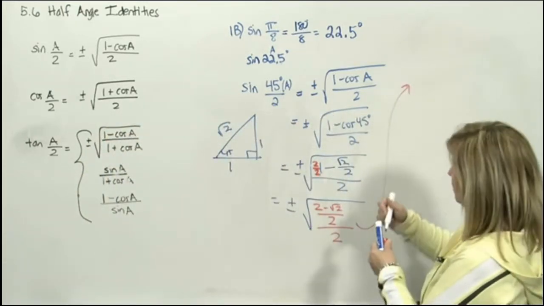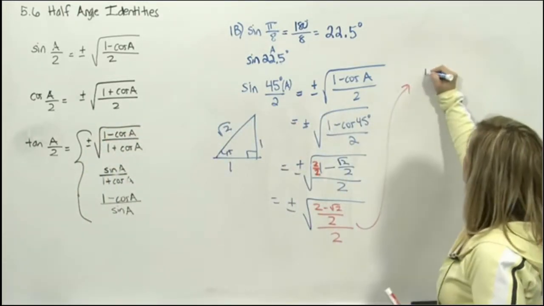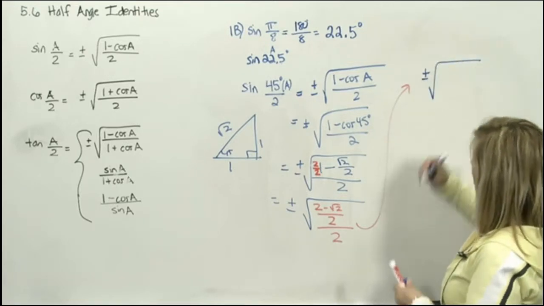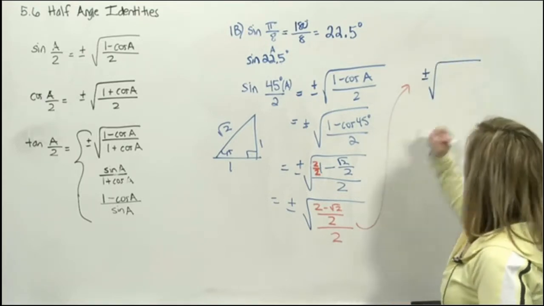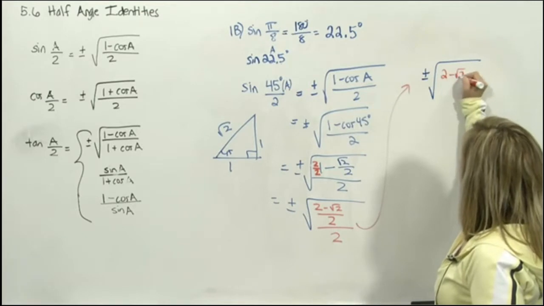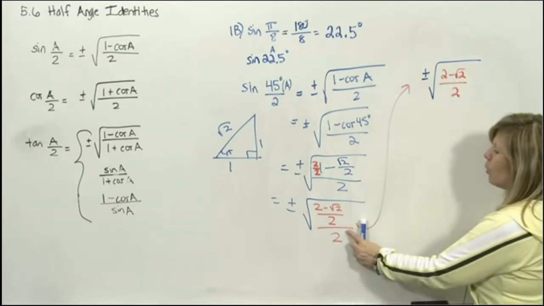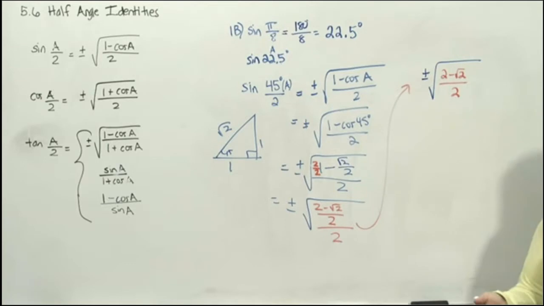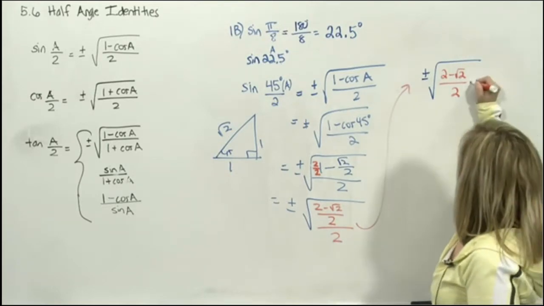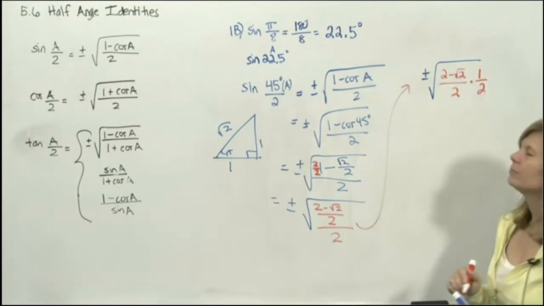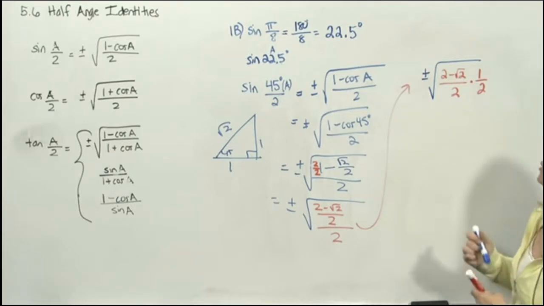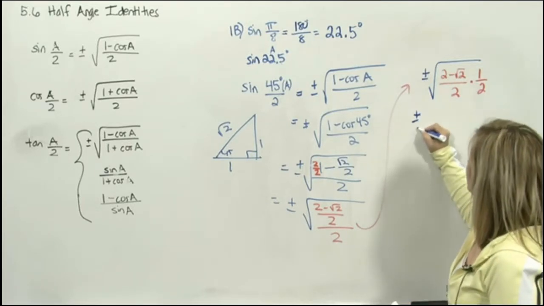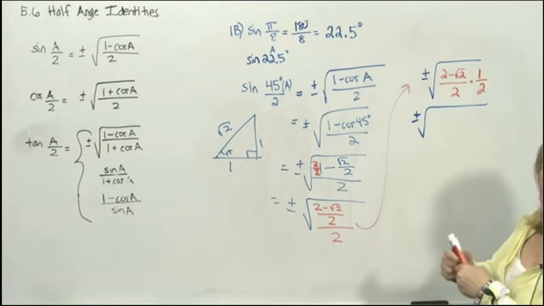So we come over here and we say, okay, we have plus or minus the square root. We have the numerator 2 minus square root of 2 over 2. We want to divide by 2. But in fraction land, dividing by 2 is multiplying by a half. You all agree? So now inside the square root symbol, we got to multiply fractions.